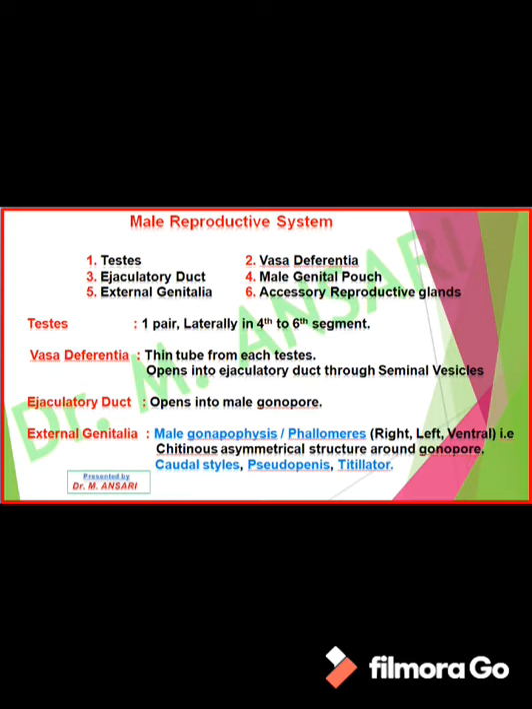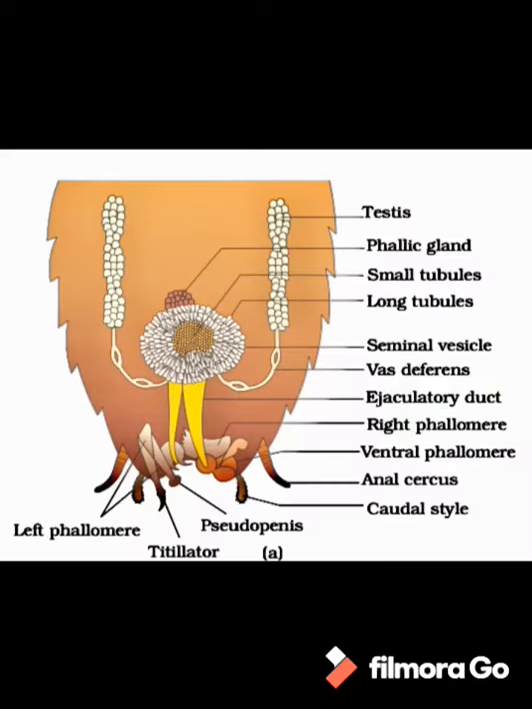In the male cockroach, the external genitalia include the male gonapophysis, also called phallomeres, that is right, left and ventral phallomeres, titillator, pseudopenis and caudal styles. These caudal styles, pseudopenis, titillator, and left, right and ventral phallomeres together form the external genitalia of the male cockroach.